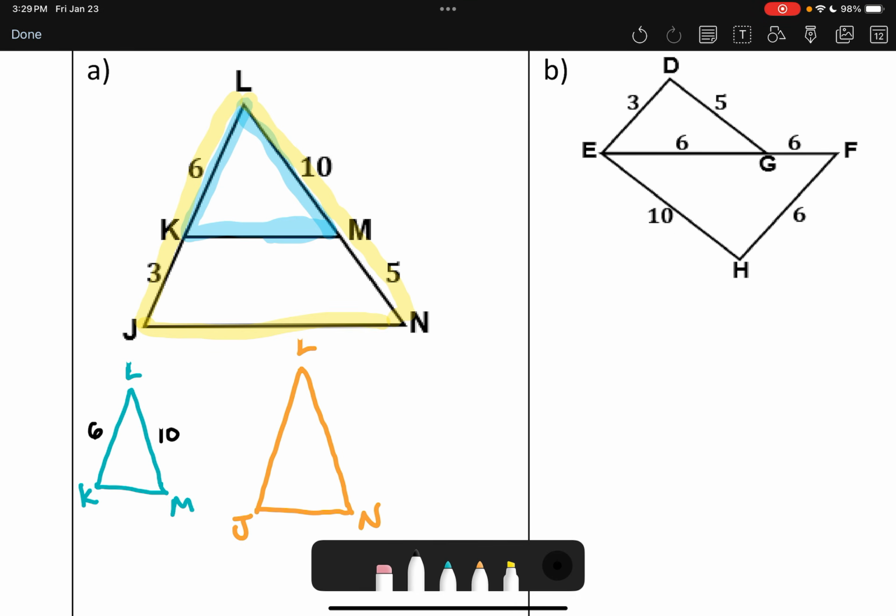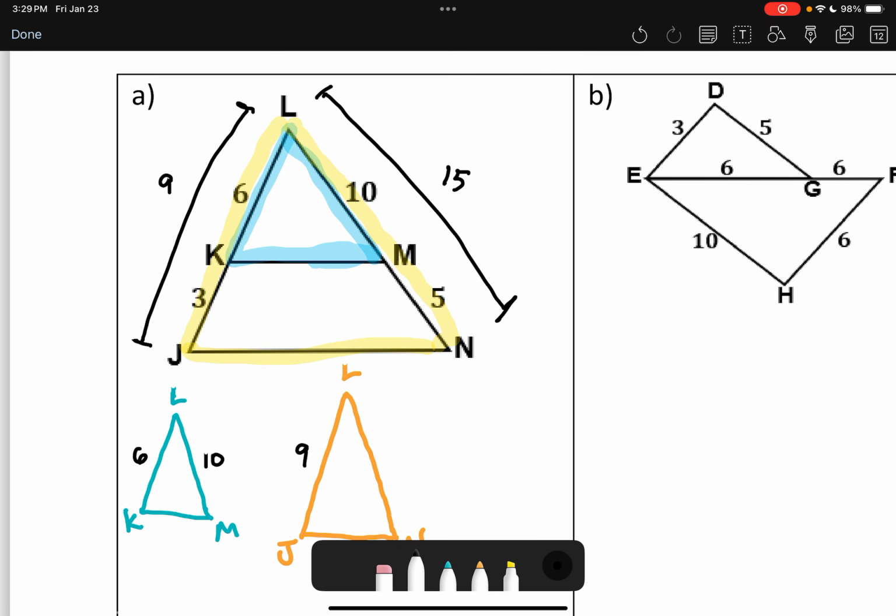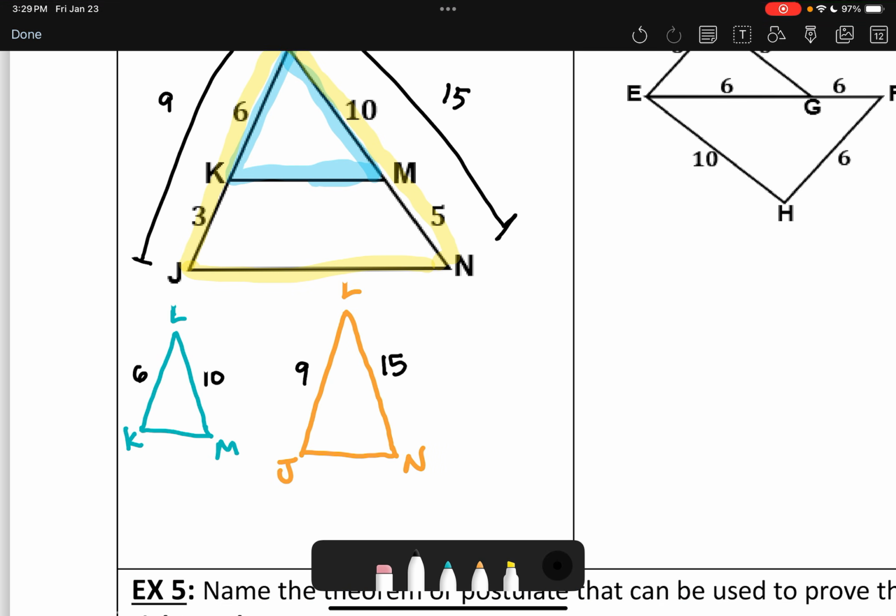Now, if we label the side lengths here, we want to find out what is the length from J to L. Well, from J to L would be from here to here. You would have to combine the 3 and the 6. That would be 9. So this is 9. And then from L to N, 10 and 5 would give you a length of 15. So this length would be 15. So we separate out the two triangles, and this is what we're looking at here.